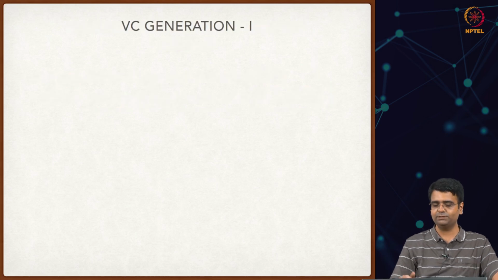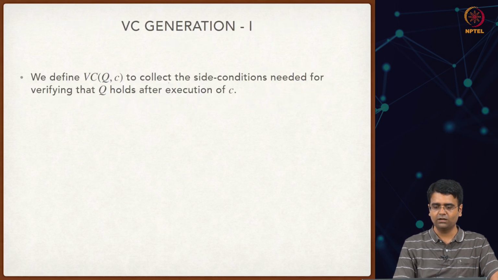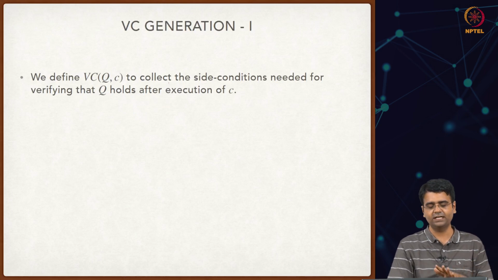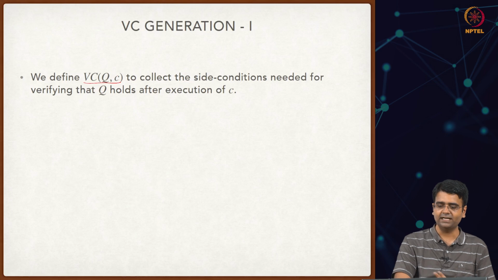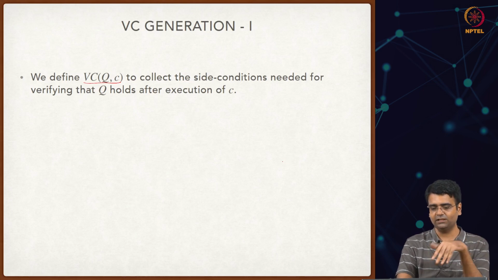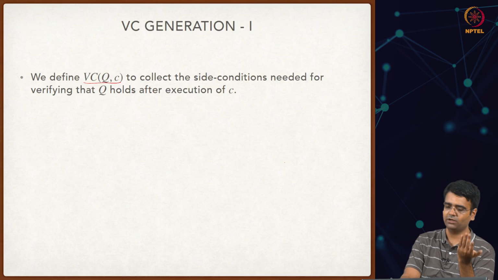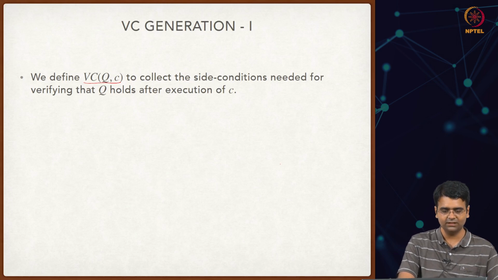So, let's briefly start with the VC generation. We want to construct this big formula which we want to give off to the SAT solver. So, we will use this particular notation called VC(Q, C) to collect the side conditions that are needed for verifying that Q holds after the execution of C. Recall that if C is a loop, then there are some side conditions that I need to show. If C is a while loop, then I want to use the annotated loop invariant as the approximate weakest precondition, but I can only do that if the side conditions hold. So, I am going to collect these side conditions in this VC.